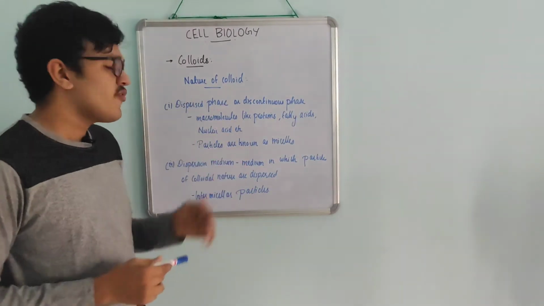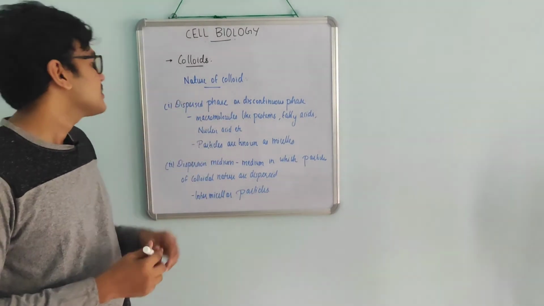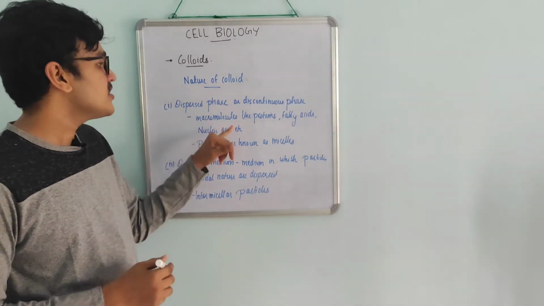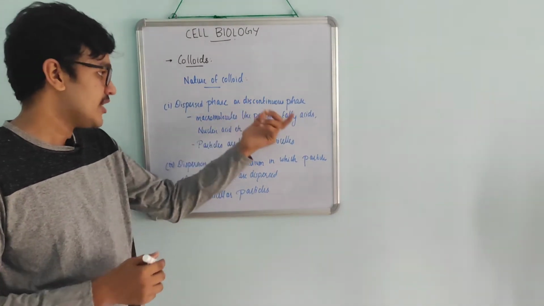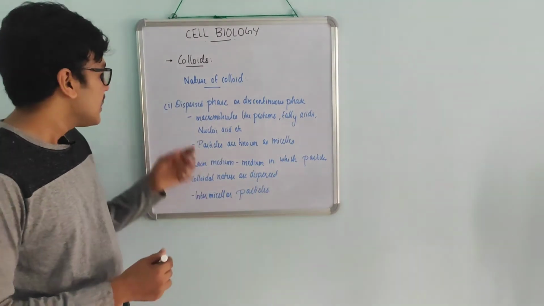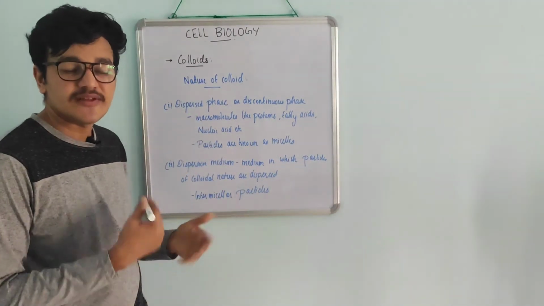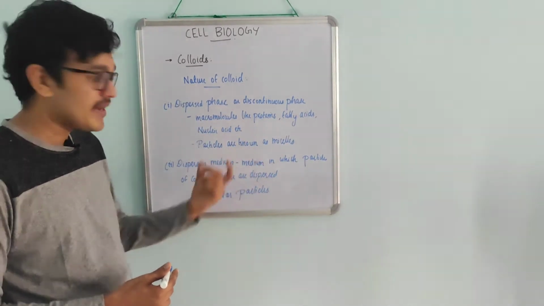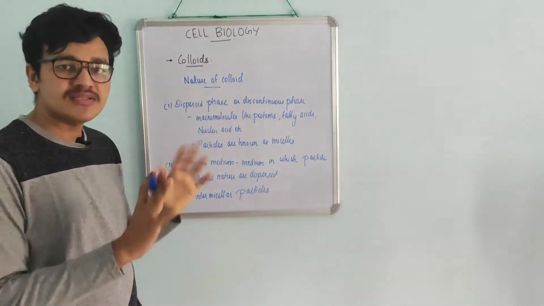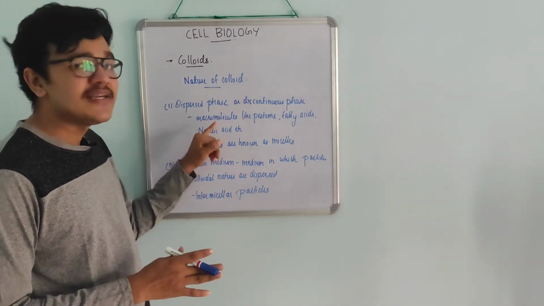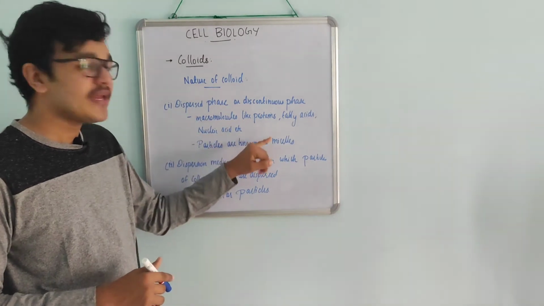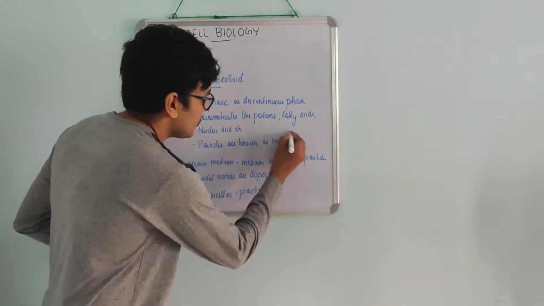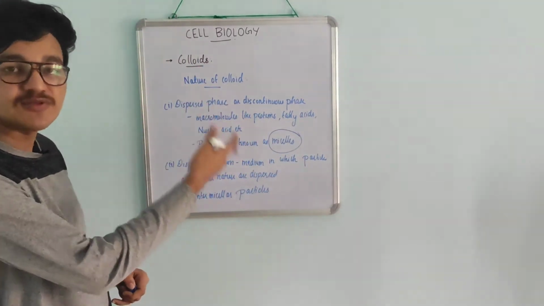Now let's discuss the nature of a colloid. There are two phases in a colloid. The first is the dispersed phase, also known as the discontinuous phase, and the second is the dispersion medium. The particles of colloidal size are known as the dispersed phase, and they are dispersed in the dispersion medium. Taking the biological example, the dispersed phase usually consists of macromolecules like proteins, fatty acids and nucleic acids. The particles in the dispersed phase are known as micelles. That is an important point.